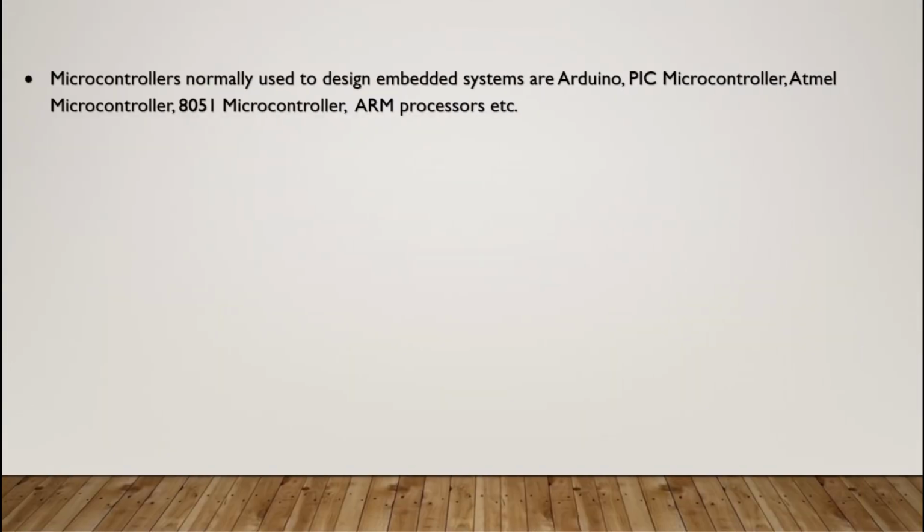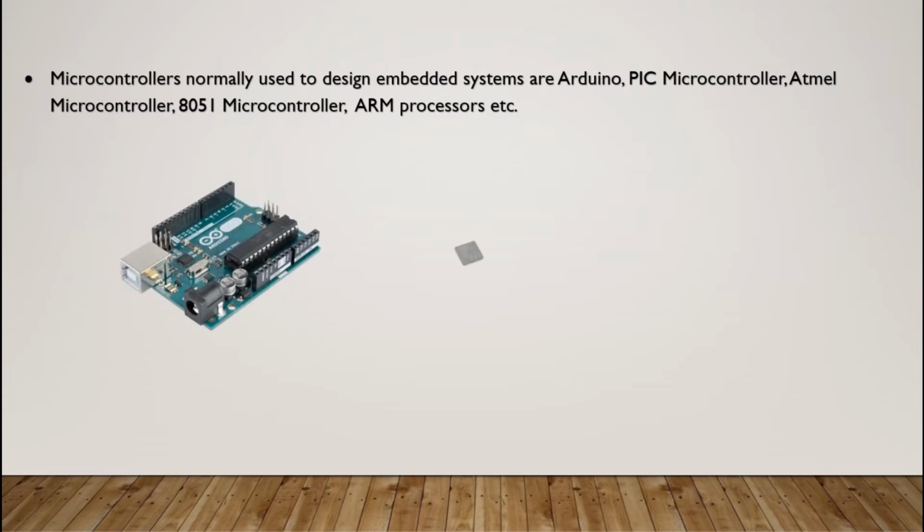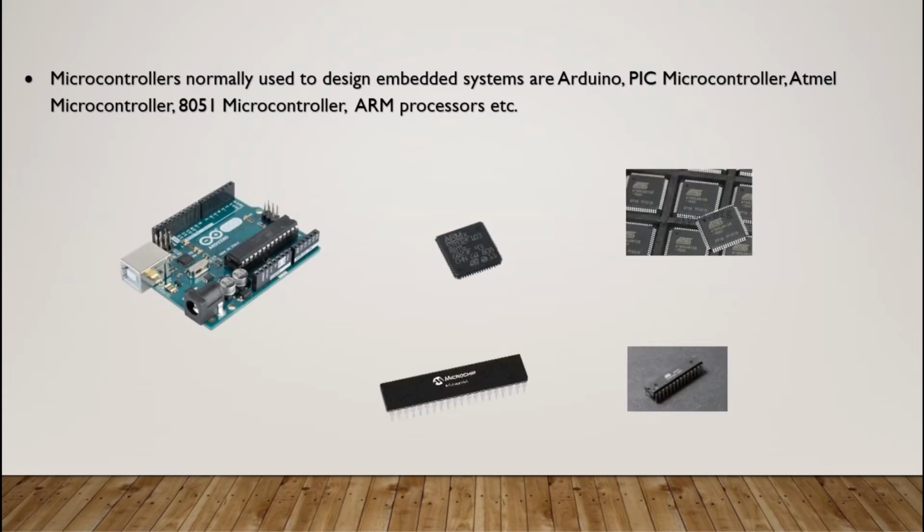There are different kinds of microcontrollers that are used to design embedded systems, such as Arduino boards, AVR controllers, ARM processors, PIC controllers. These microcontrollers are present in different types of packages in the market, like through-hole or surface mount technology, and are bought as per the requirement. Among these, ARM processors are the fastest and most expensive. They are used in many smartphones nowadays also.